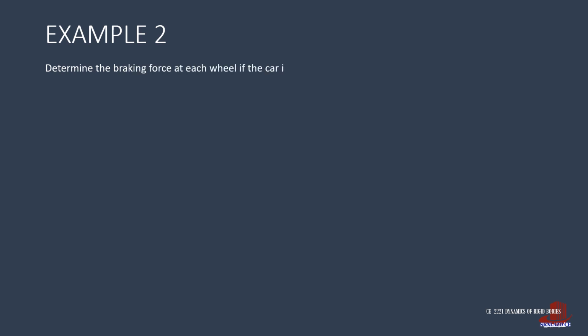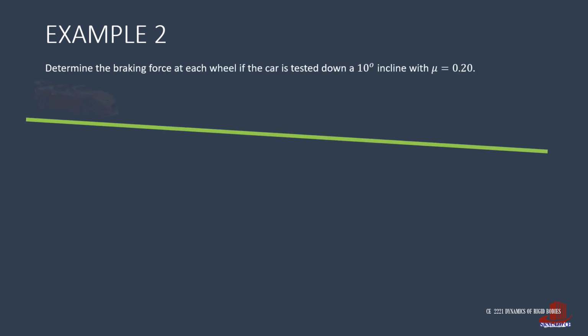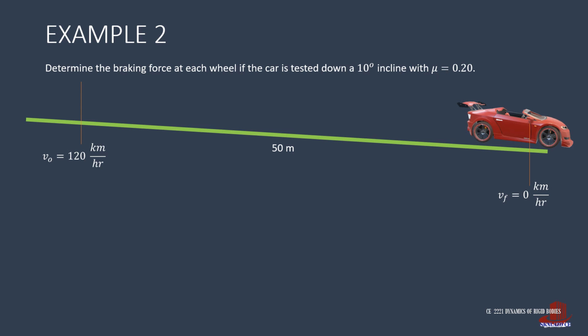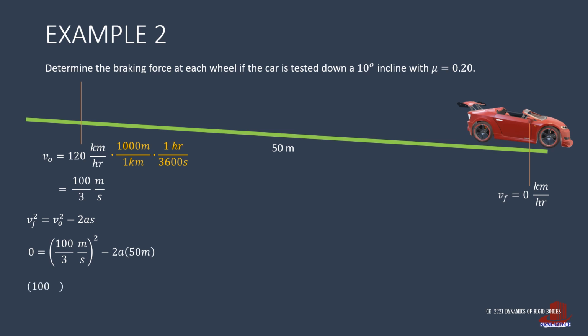The second case is to have the same scenario move along a 10-degree incline where the surface has a frictional coefficient of 0.20. Having the same scene, the initial velocity in kph is converted into meters per second, and that's 33.33 meters per second. With the same motion formula, 0 is the square of 33.33 minus 2a times 50 meters, simplified further as a equal to 11.11 meters per square second.